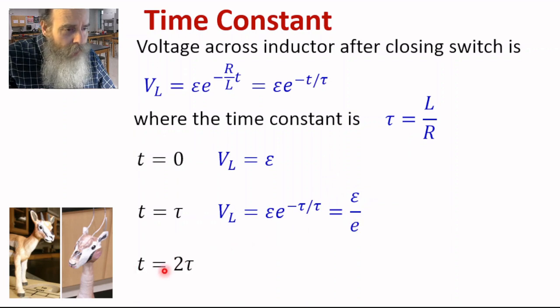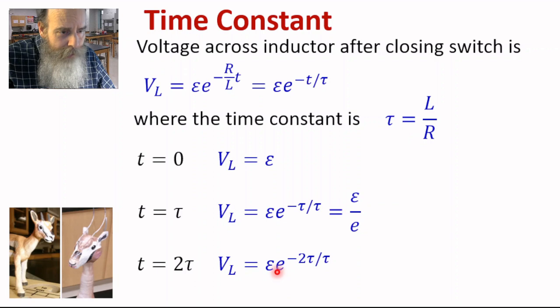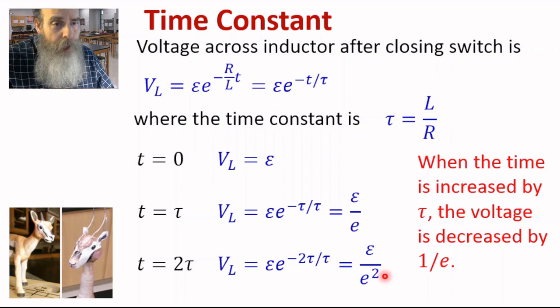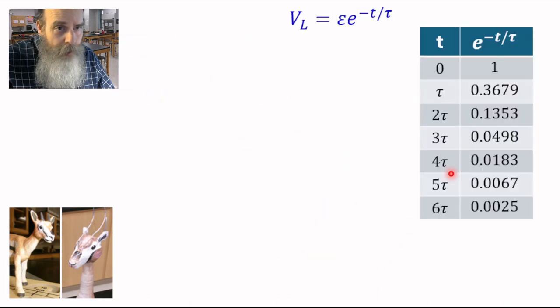Now look at t equals 2 tau. VL equals the EMF times e to the negative 2 tau over tau, which is the EMF over e squared. So from time tau to 2 tau, the voltage across the inductor decreased by a factor of e. So when the time is increased by tau, the voltage is decreased by a factor of 1 over e. This factor, e to the negative t over tau, for different values of t, we have these values. It starts at 1, and then it decreases to 0 as time increases.